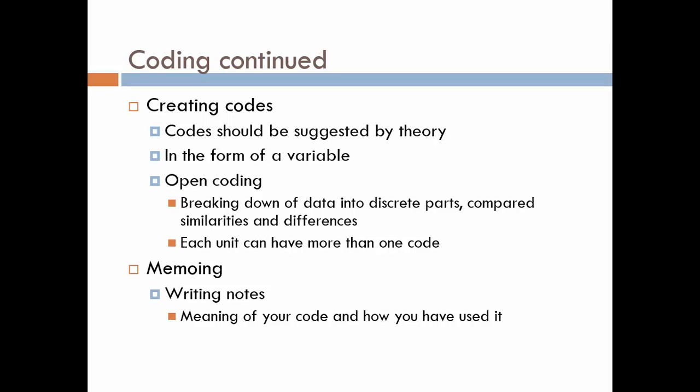Memoing are the notes that you write to yourself, and that's where you write down what your codes mean. So when you come back, you can see it. So you write down the meaning and how you used it, how you came up with it. Okay? So you might read about memoing in a journal article, and that's when they're writing notes to themselves about what they did.